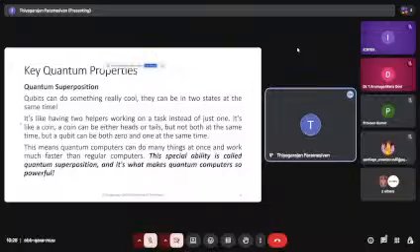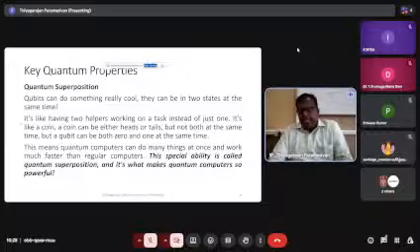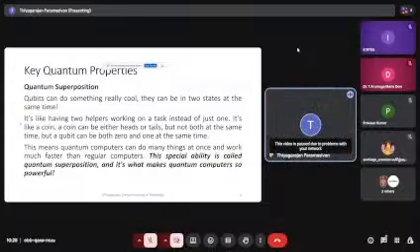So what are the properties that make the quantum computer so powerful? The first property is known as quantum superposition. Qubits can do something really cool because they can be in two states at the same time. As an analogy, it is like having two helpers working on a task instead of just one. Another analogy: you toss a coin. In a normal scenario, it is either heads or tails. But in a quantum computer, at the same time, a coin can be in both the head state and the tail state. This property is known as quantum superposition.